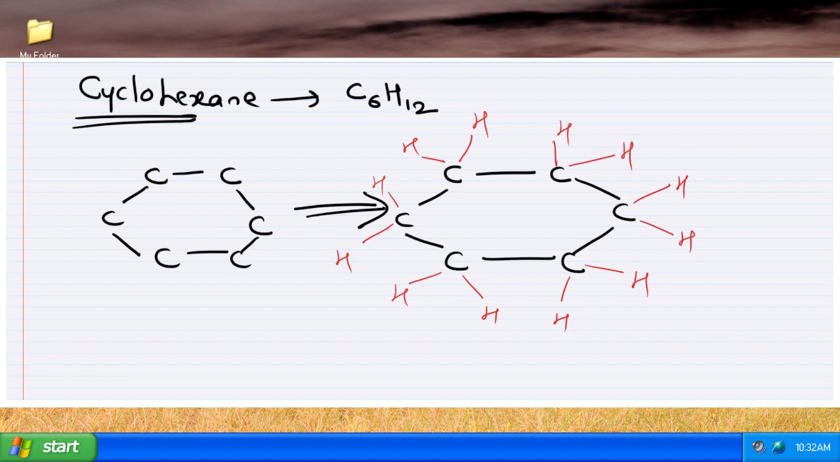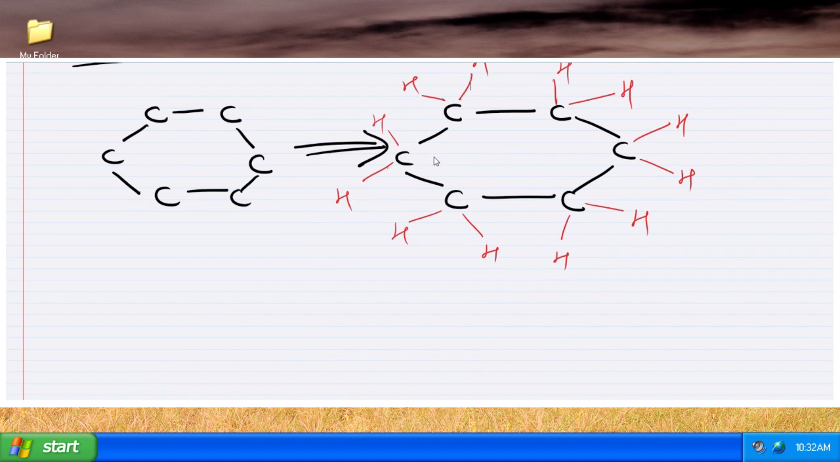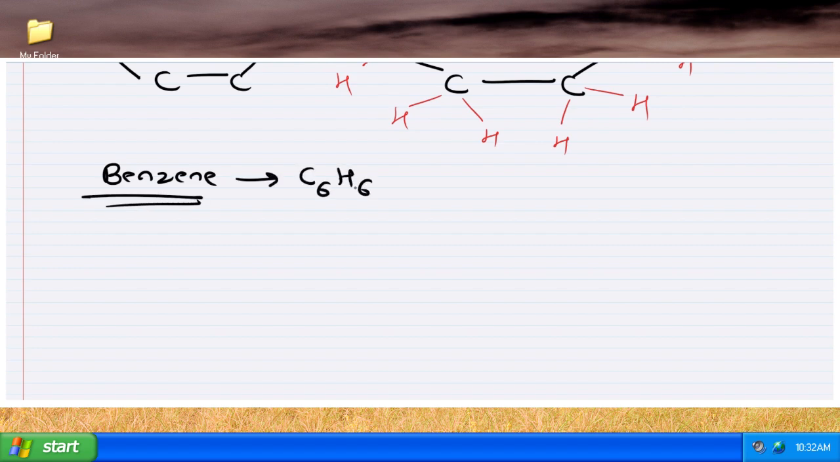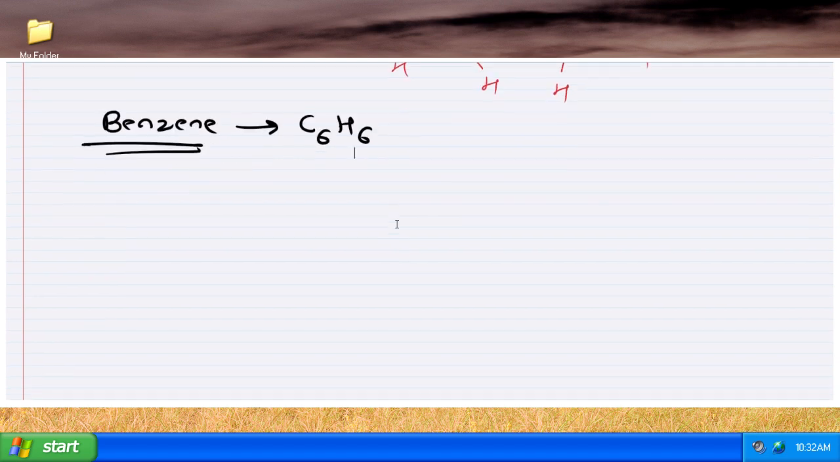So cyclic compounds may be saturated or sometimes they may be unsaturated. For example, this is a saturated one because it has single bonds. But we have another example, that is benzene, which has the molecular formula C6H6. And this is my favorite one. Why? I'll show you. First of all, we have to draw its structure.